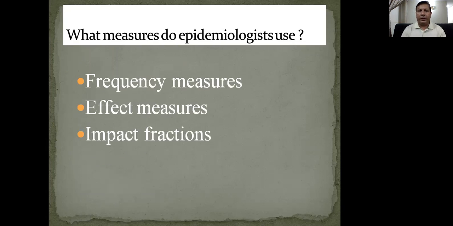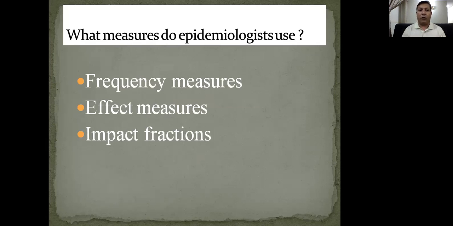What measures do epidemiologists use? How will they take data? Frequency measures, effect measure, impact fraction. They will measure and analyze the data frequently. Effect measure: if they are taking some measures to stop and prevent that disease, they must evaluate that. If they are taking some measures and these are not showing any effect on that disease, it is just bad. Or the impact of the infection also.